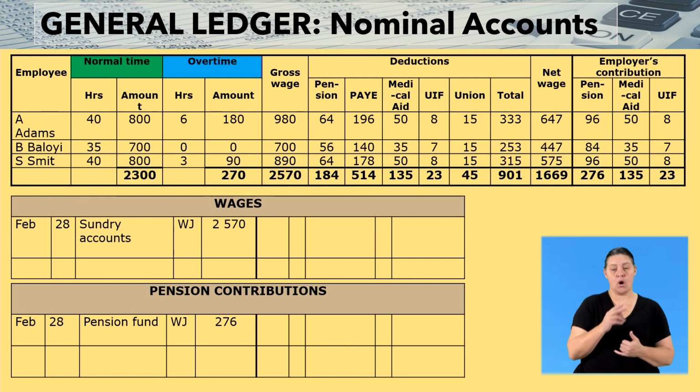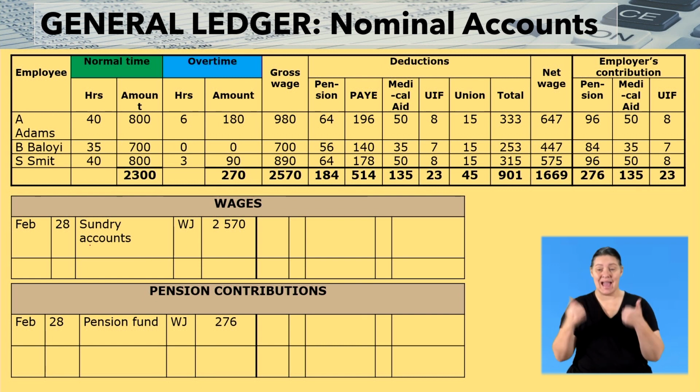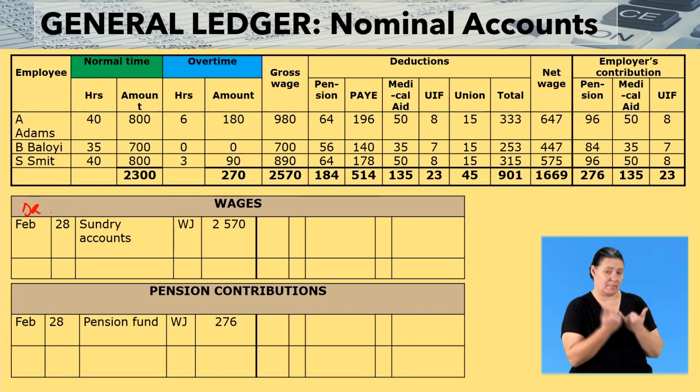We are now going to look at the nominal account section. In the nominal account section, our accounts are now going to be on the debit side because now we are dealing with expenses for the company.